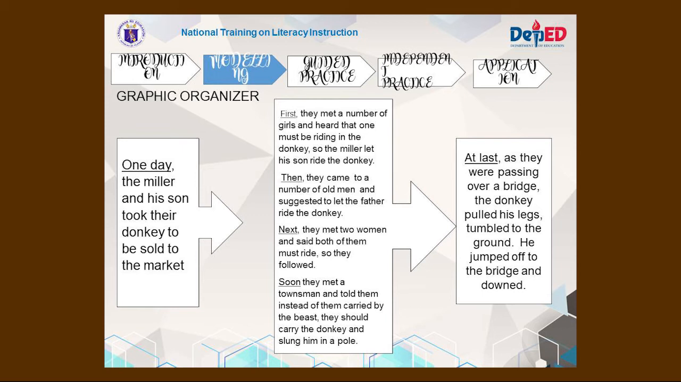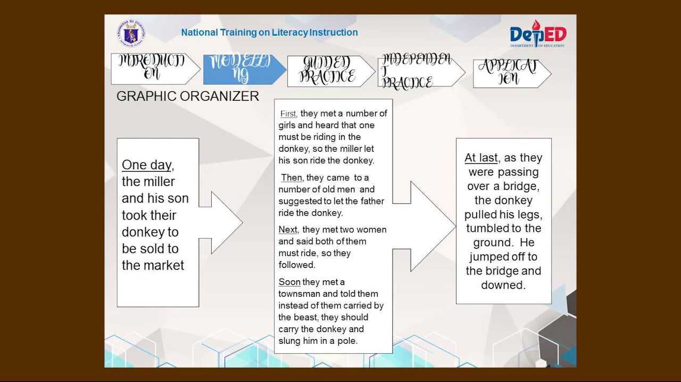I will write, "One day, the miller and his son took their donkey to be sold to the market." At the middle part, I will write, "First, they met a number of girls and heard that one must be riding in the donkey. So the miller let his son ride the donkey. Then they came to a number of old men and suggested to let the father ride the donkey. Next, they met two women and said both of them must ride, so they followed.